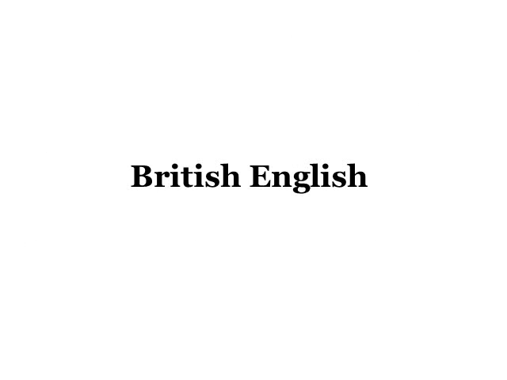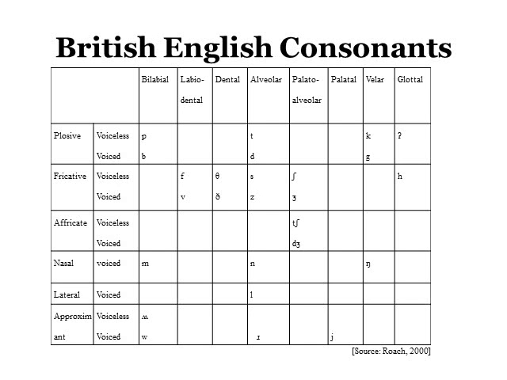Now, first of all, we'll take a look at the sound inventory of British English. Now here is a chart of British English consonants. This is from Roach 2000. As we can see, according to manner of articulation, British English consonants can be plosive, fricative, affricate, nasal, lateral or approximant, and according to places of articulation, this can be bilabial, labiodental, dental, alveolar, palato-alveolar, palatal, velar or glottal.